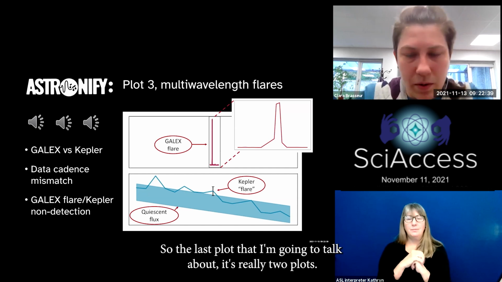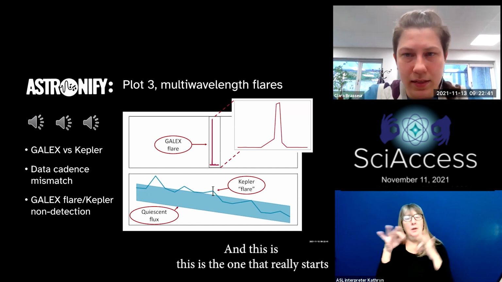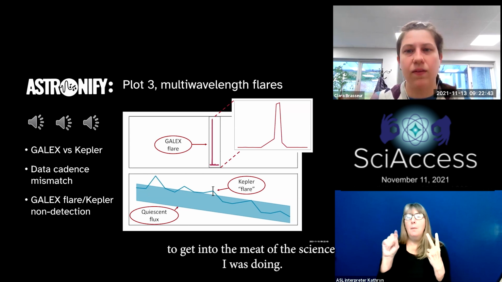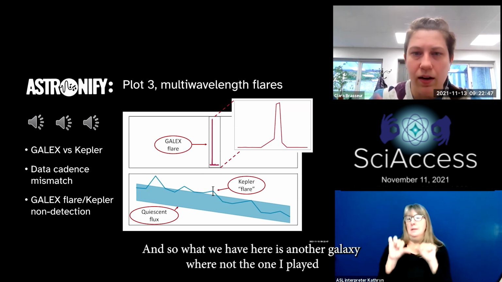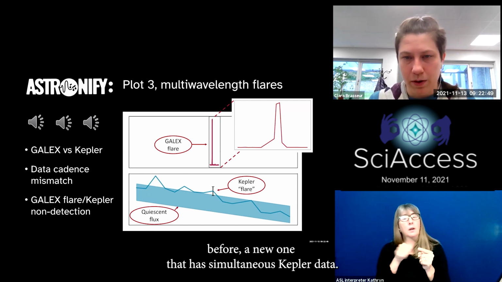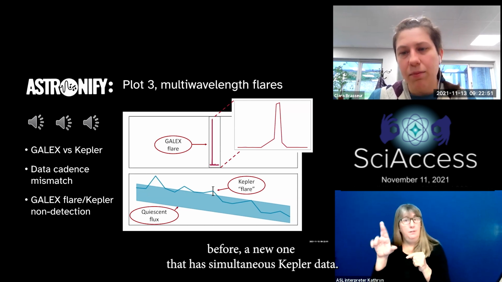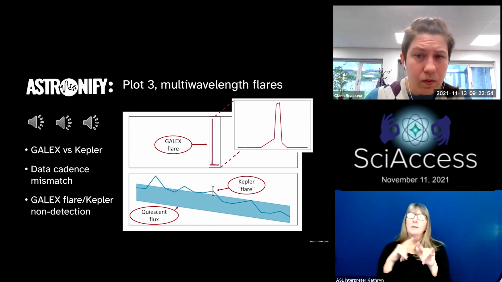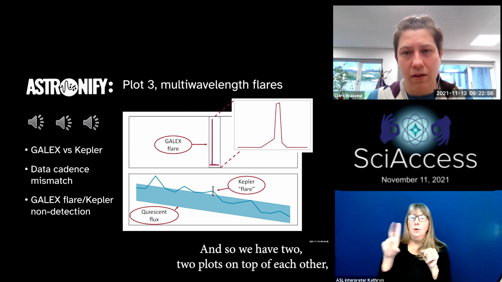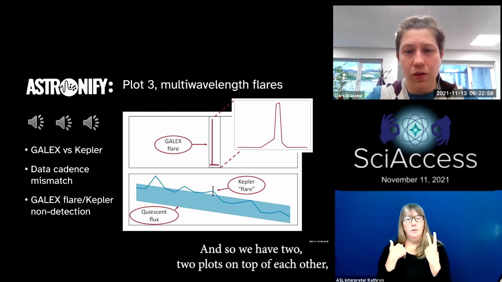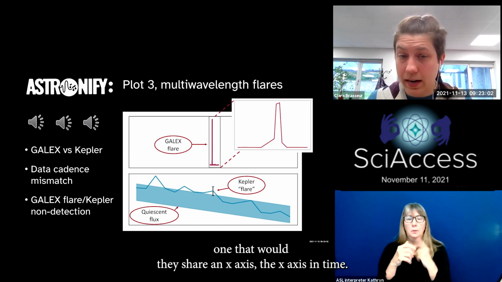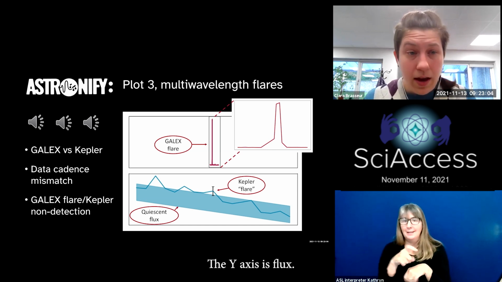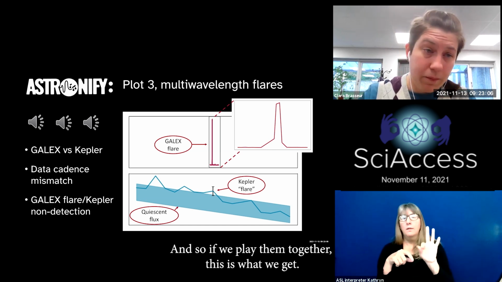So the last plot that I'm going to talk about, it's really two plots. And this is the one that really starts to get into the meat of the science I was doing. What we have here is another GALEX flare, not the one I played before, a new one that has simultaneous Kepler data. And so we have two plots on top of each other, where they share an x-axis. The x-axis is again time, the y-axis is flux. And so if we play them together, this is what we get.